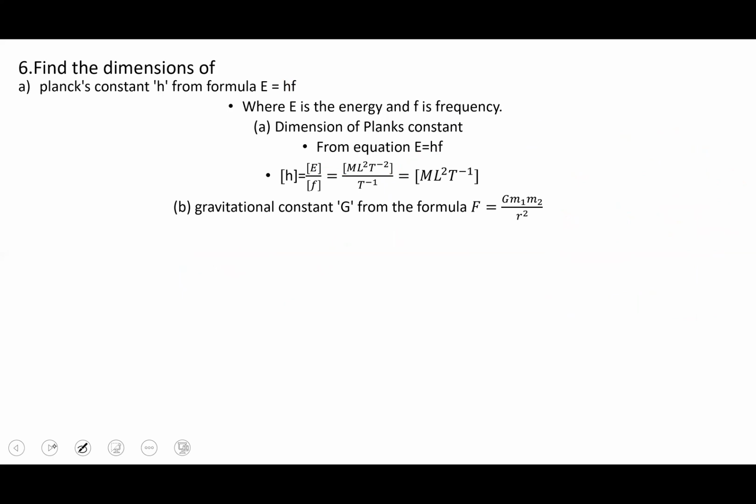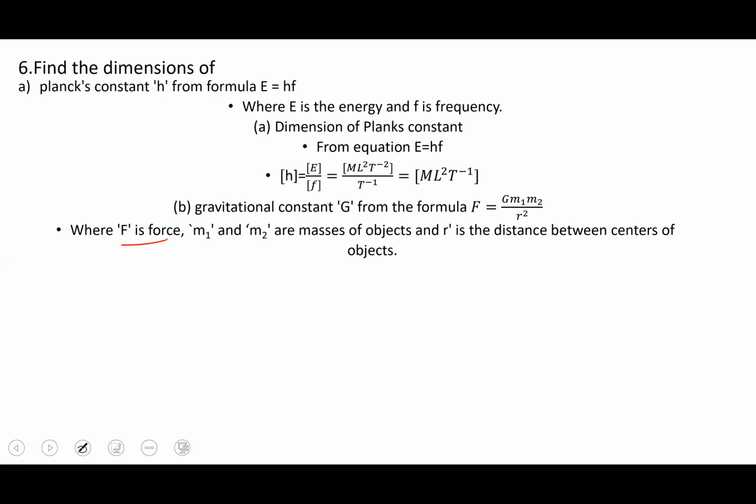Now the next question says, part B, find the gravitational constant G from the formula F equals G m1 m2 over r squared, which says the force of gravitation is directly proportional to the product of the two masses and inversely proportional to the square of the distance between them, where G is the constant with a value of 6.6 times 10 to the power minus 11. We can say Newton meter squared divided by kilogram squared, but we have to find the dimension of G. What is the dimension of G?